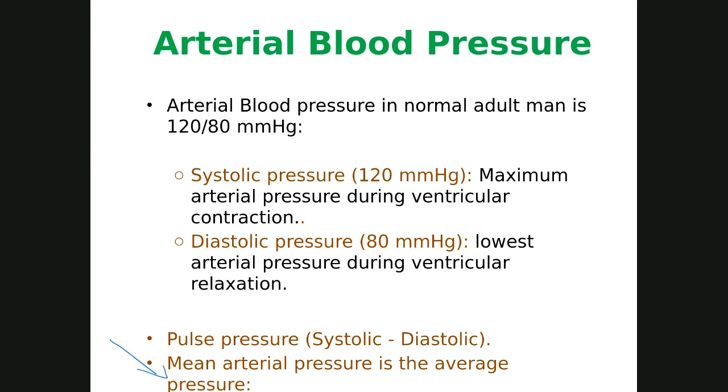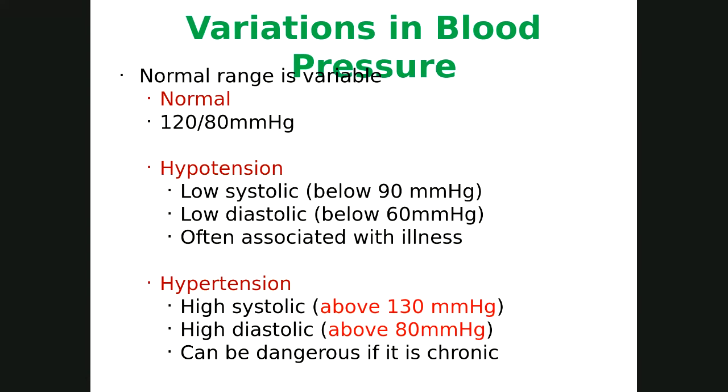The formula is diastolic blood pressure plus 1/3 of pulse pressure. Pulse pressure is systolic minus diastolic. So if you take 1/3 of the pulse pressure and add it to the diastolic blood pressure, we get the mean arterial blood pressure. And it is the mean arterial blood pressure that determines how much blood should perfuse through, or flow through, each organ. So that is important. Now let us see the different variations in the blood pressure.